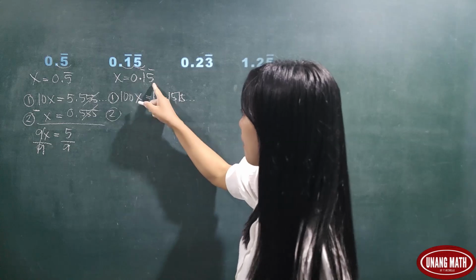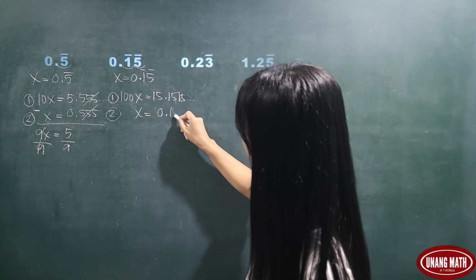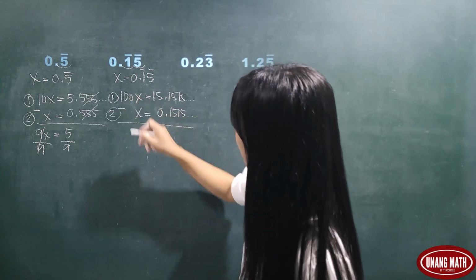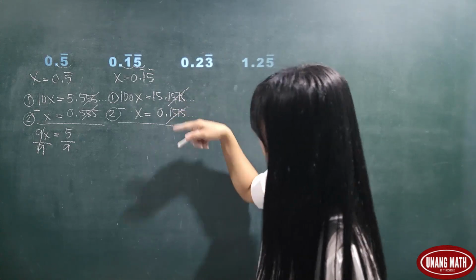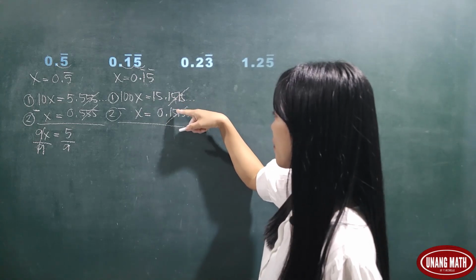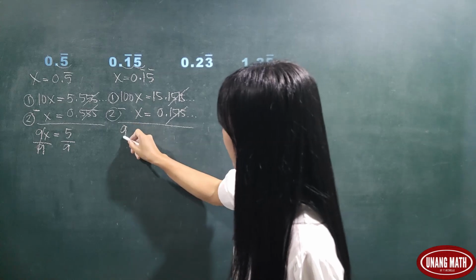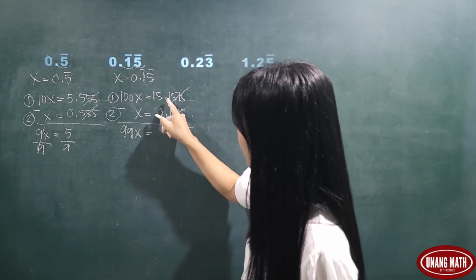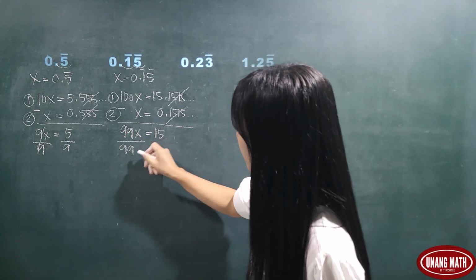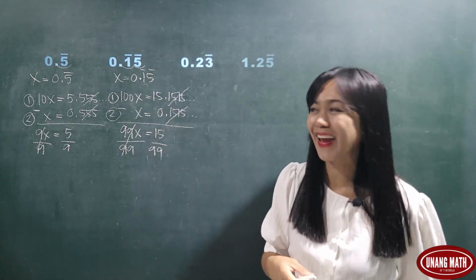For our second equation, aim to put the repeating digits on the right side of this decimal point. So we will just copy this equation. So x is equal to 0.1515 repeating. Okay, let's subtract. We can now eliminate or remove the repeating digits. So 100x minus x, this is 99x, and 15 minus 0 is 15. Okay, divide both sides by 99, so x is 15 over 99.